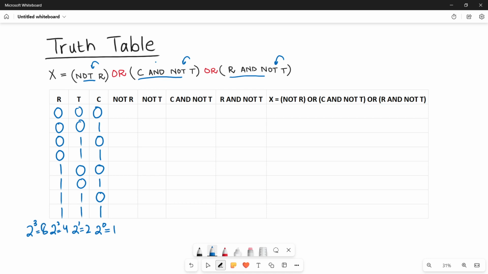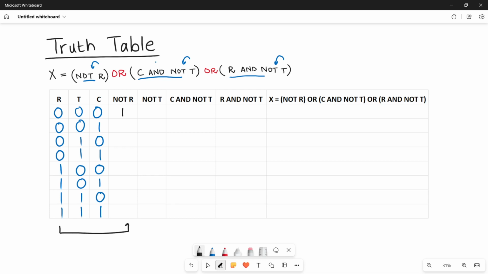It means 8 zeros, 8 ones, 8 zeros, 8 ones. So I hope that you are getting my point. This is how you have to fill your input parameters to make all of these combinations different from each other. So next is not R. Not R is very simple. You have to invert the values of R.